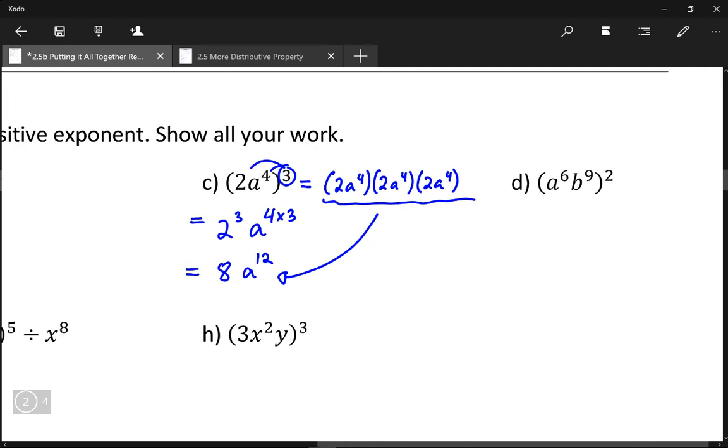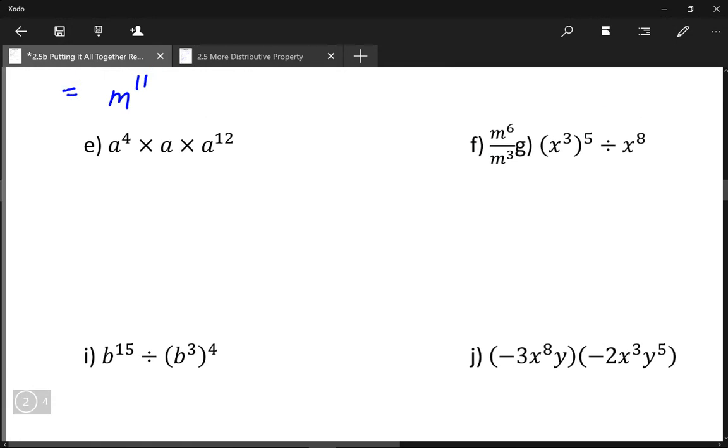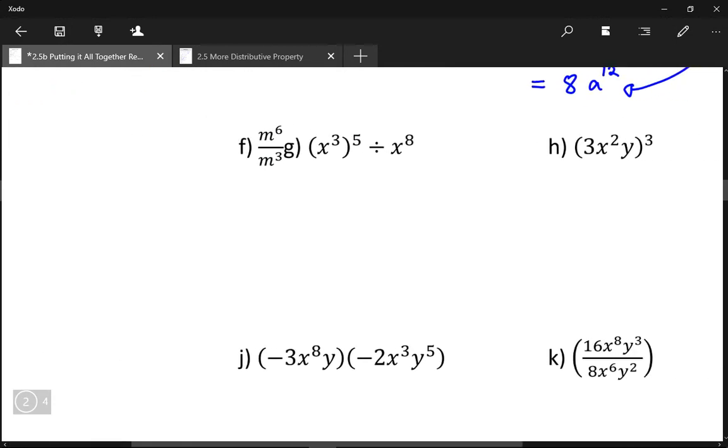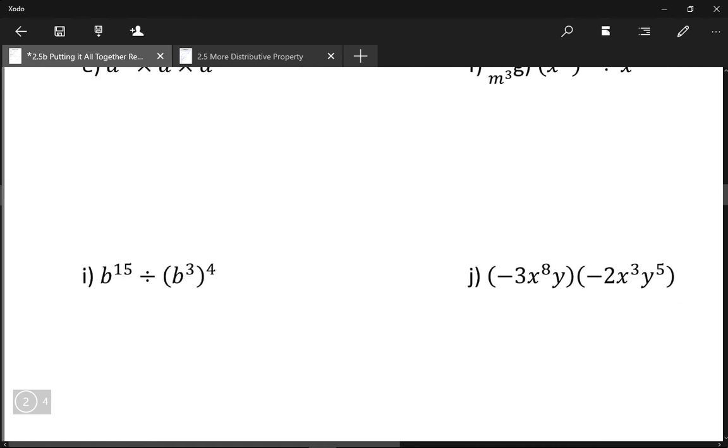All right, so I'll leave D for you to do. I'll leave, let's see what else I can do here. E you can do on your own. F you can do on your own. G you can do on your own. Let's go down to, I'll do I. Let's do I.